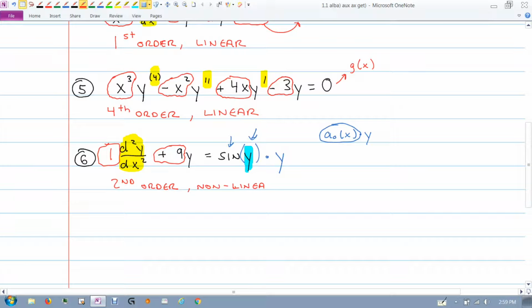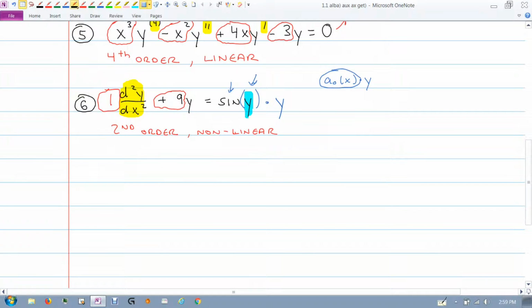Now, had that been sine x, we would be okay. But it's not sine x. All right, so let's see, 7 dy dx equals the square root of 1 plus, and then the second derivative of y with respect to x, all of that squared. All right, let's talk about the order first.